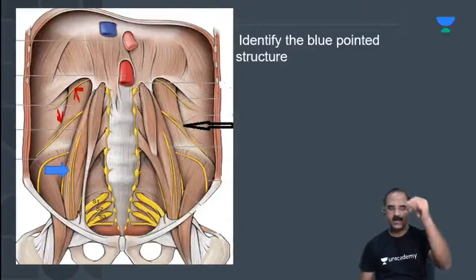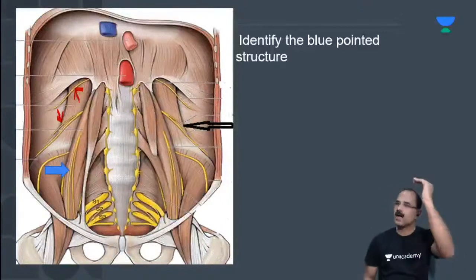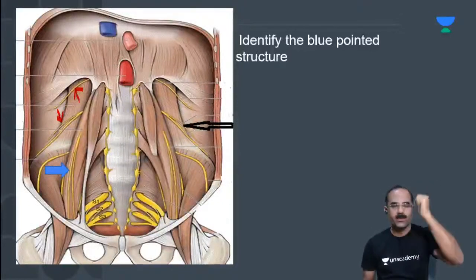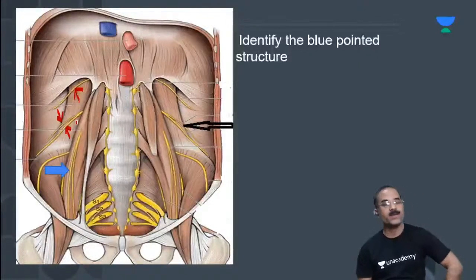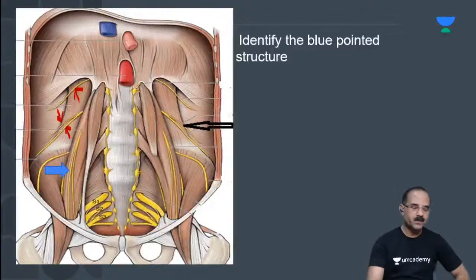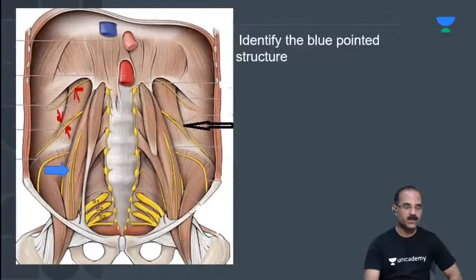You can see two nerves there, the upper one and the lower one. Which is the upper one? The iliohypogastric. Which is the lower one? The ilioinguinal. The subcostal, iliohypogastric, ilioinguinal nerve.